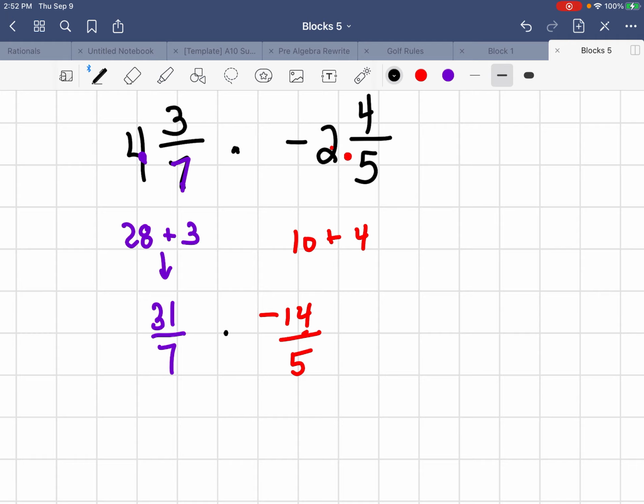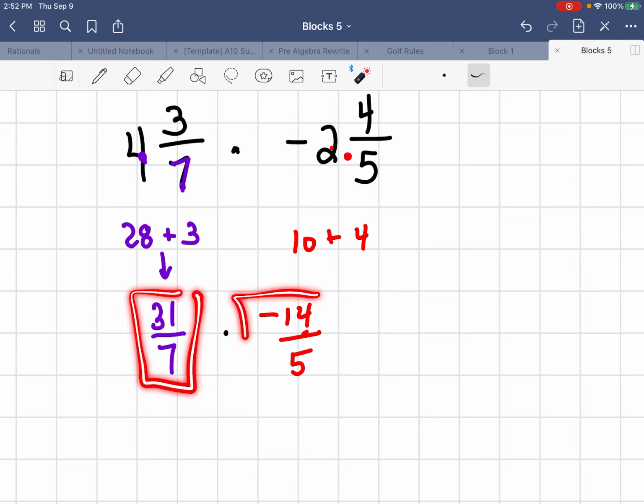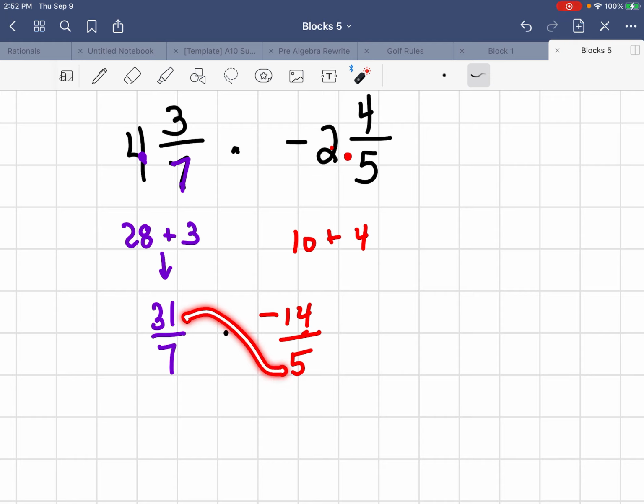Once we get here, we have an improper fraction times an improper fraction. Ideally, we can look to see if anything is going to reduce. So this does not reduce, and this does not reduce. However, we can also try to cross-reduce. 31 is prime, and therefore 5 does not reduce the 31. However, hopefully you can recognize that 14 and 7 are both divisible by 7.